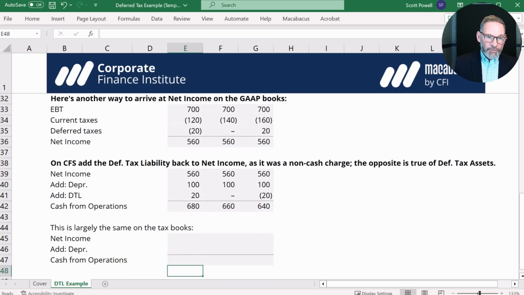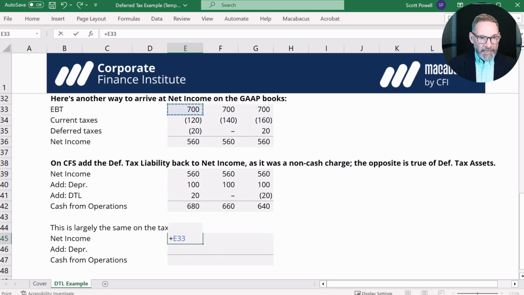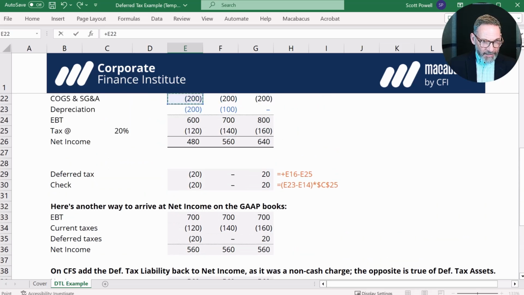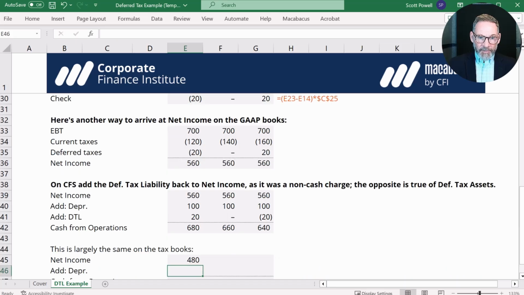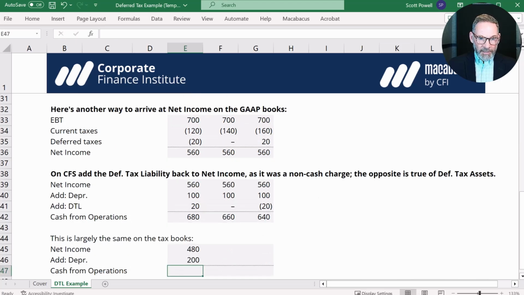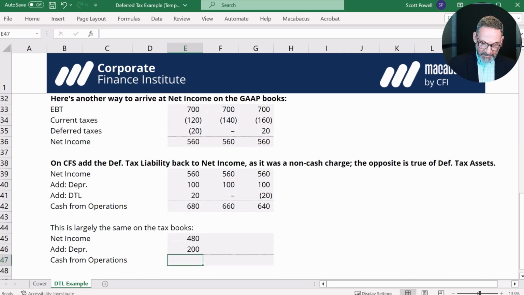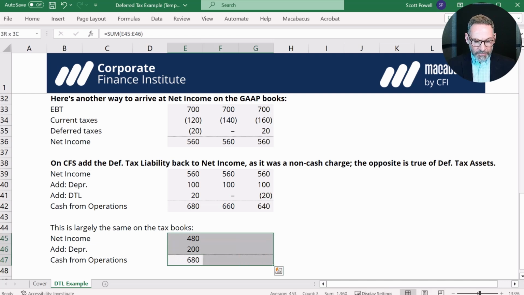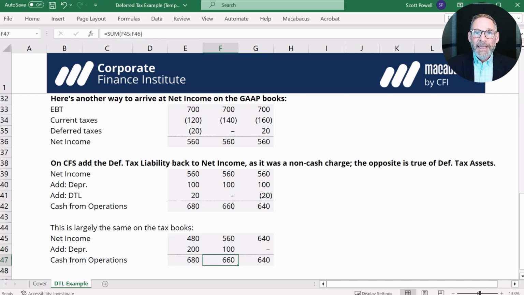Now we should be able to get the exact same number using the tax books, because cash is king. So according to the tax books, our net income, I need to go to row 26. We're going to add back the depreciation, but this time it's the tax depreciation. And we should get the same number. That's our sanity check. Looks good so far. Let's copy it across, Control R, and they match.